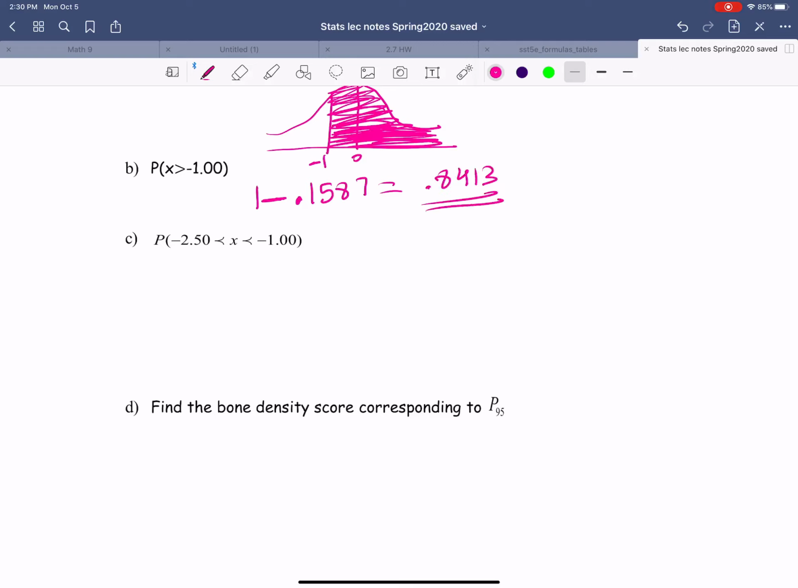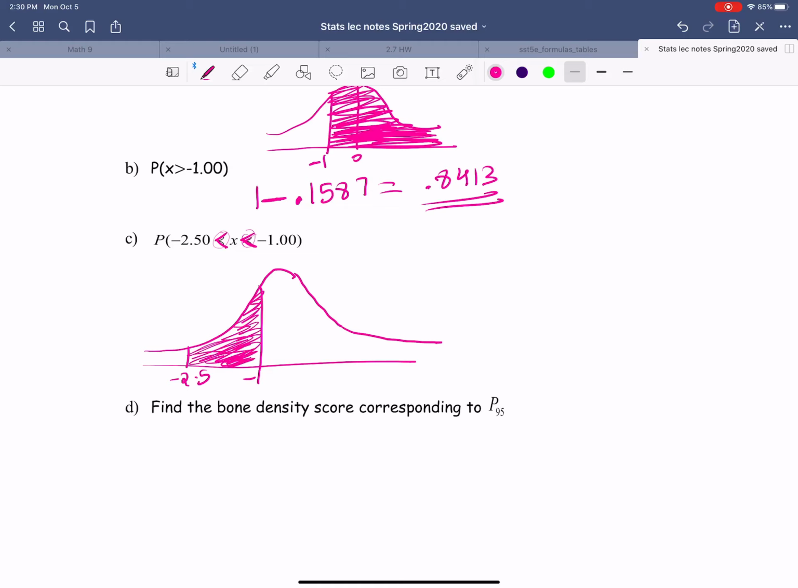Okay. For the next one, ignore these symbols. I couldn't find the less than symbol on my keyboard, so I ended up using this, but I did mean the less than here. Okay, so we want somebody with the z-score or the bone density. In this case, remember the z-score and bone densities are the same. Z-score or bone densities between negative 1, so negative 1 is here, and negative 2.5. So we want this shaded region.